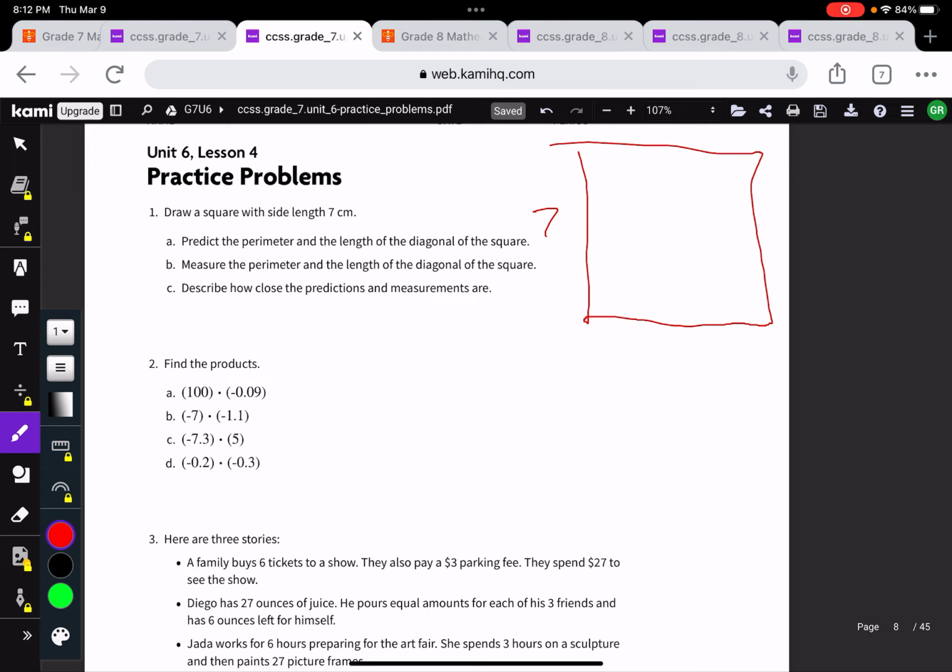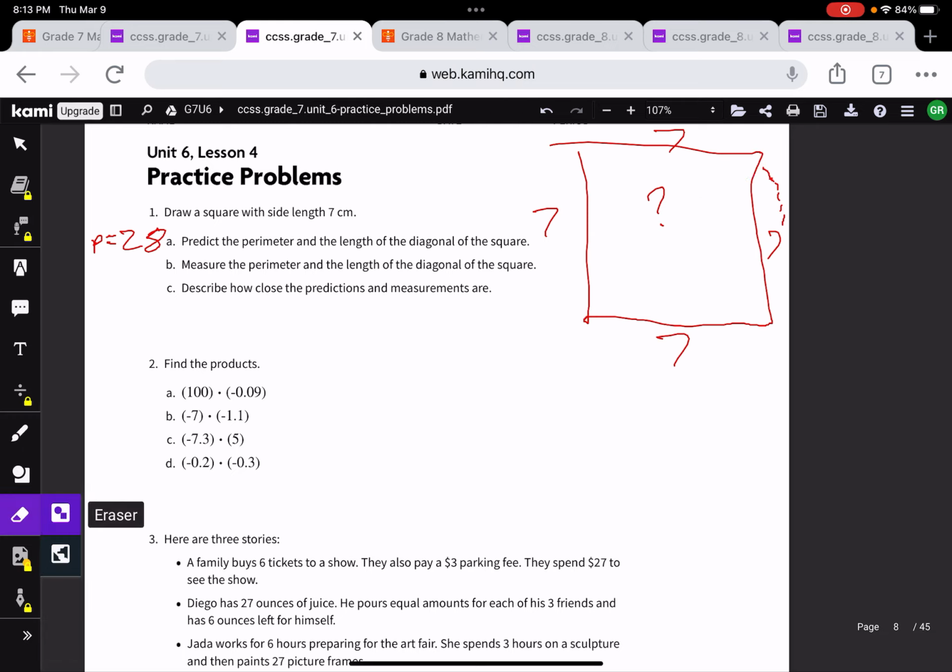Predict the perimeter and the length of the diagonal of the square. Well, we can predict the perimeter with the exact amount because that's just saying 7 times 4. The perimeter is 28. P equals 28. Perimeter is the distance around. Now the diagonal, it's saying, what's the distance from here to there? What do you think that's going to be? Well, I can tell you this. It's got to be more than 7. Can't be much more than 7.